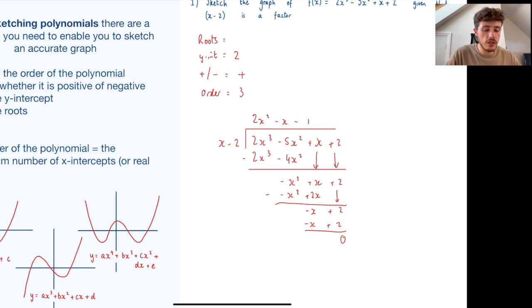Again, because we already know it's a factor, we know it should equal 0. So if you do get an answer other than 0 when you do this, go back, double check. Worst case, just completely start again, because sometimes it can be quite tricky to see that same mistake.